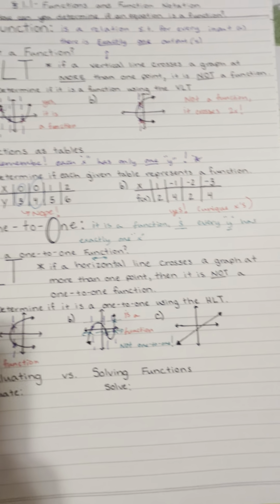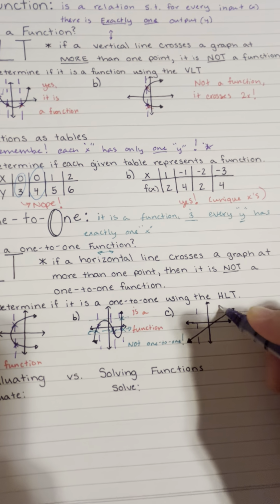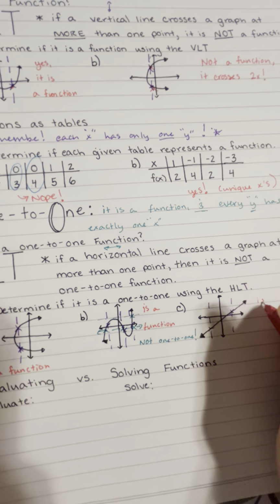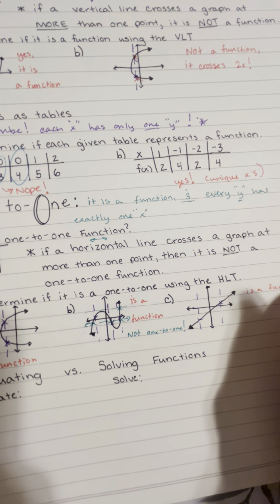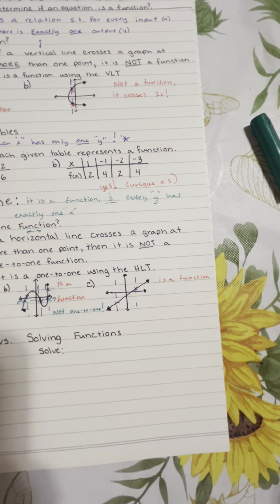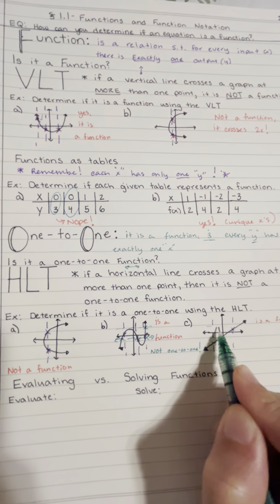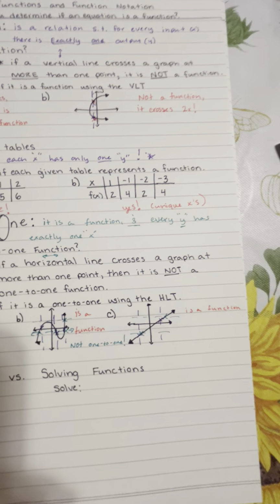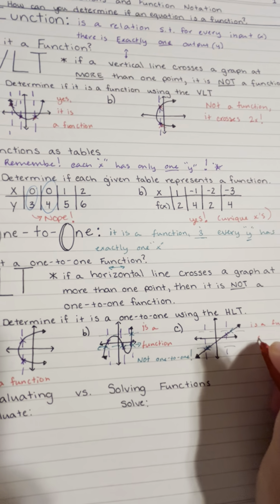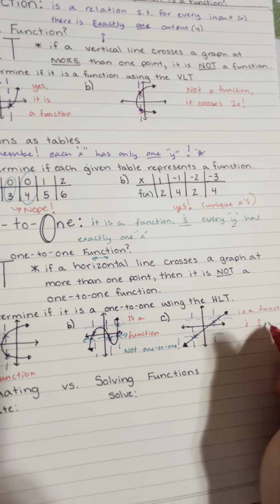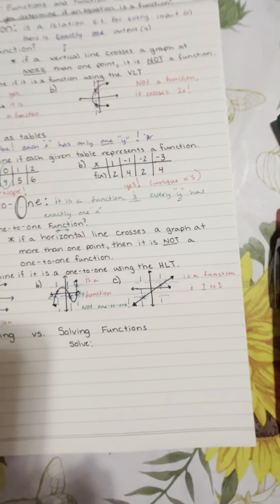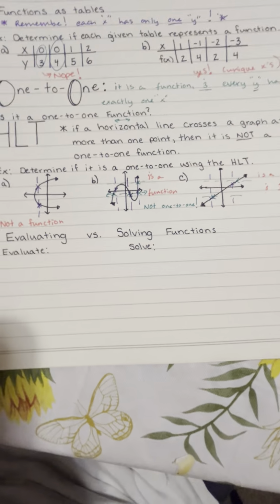Finally, for this one, vertical line test, it passes. So it is a function. And then the horizontal line test, it's also going to pass. It only crosses in one spot with my horizontal lines. So it is a function and 1-to-1. I'm just gonna write 1-to-1 because I'm getting lazy.